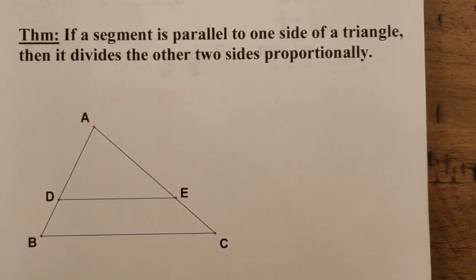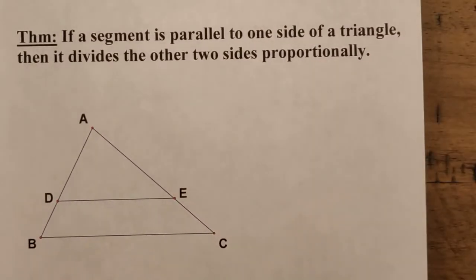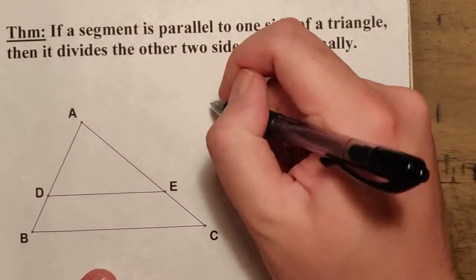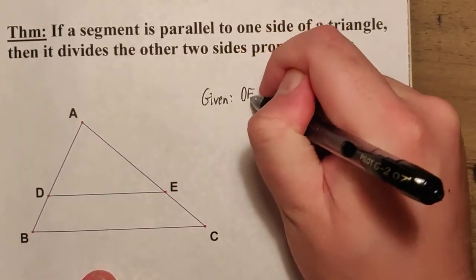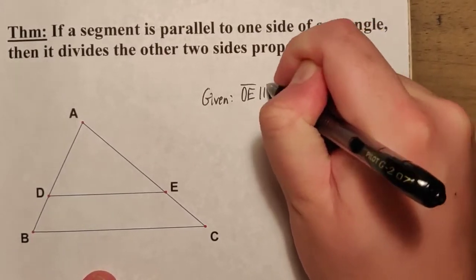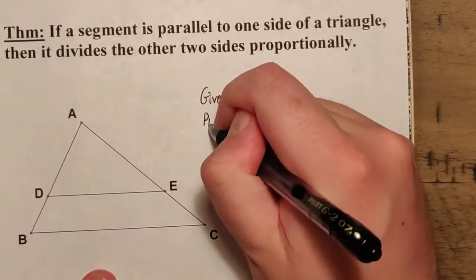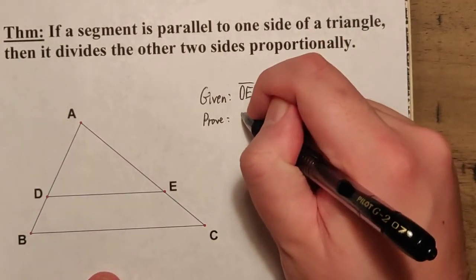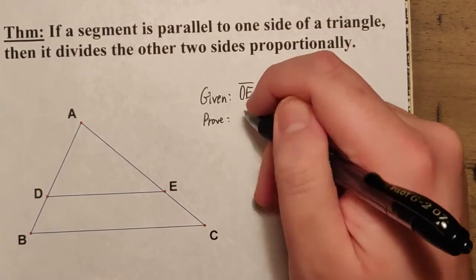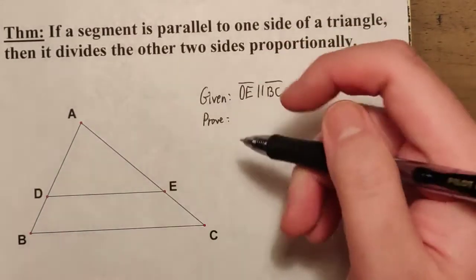So we're going to try to figure out how to prove this particular theorem. We're not exactly sure if it's true or not, but I suspect that it is. So let's go ahead and write this one out. Note that in this situation, the only piece of information we have is that DE is parallel to BC, and we want to prove a proportionality. We need to prove that the ratio is the same here.